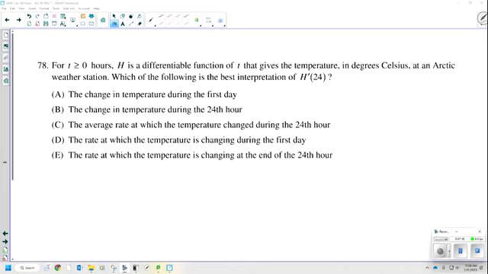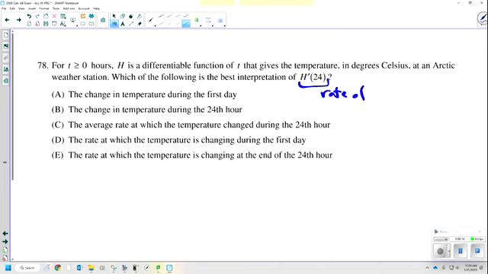Number 78. For t being greater than or equal to 0, h is a differentiable function of t that gives the temperature in degrees Celsius at an Arctic weather station. Which of the following is the best interpretation of h prime of 24? You have all these words, and you need to be careful with the way all of these responses are worded.